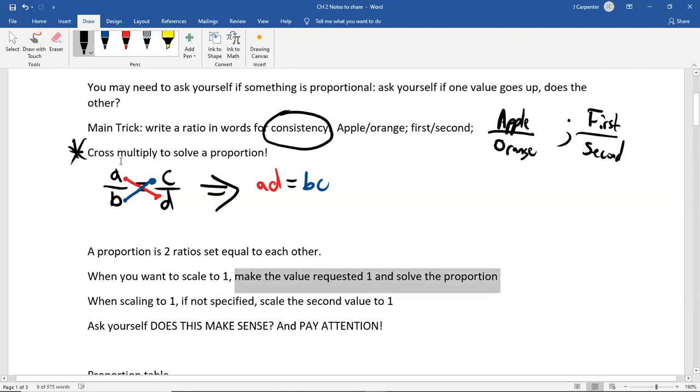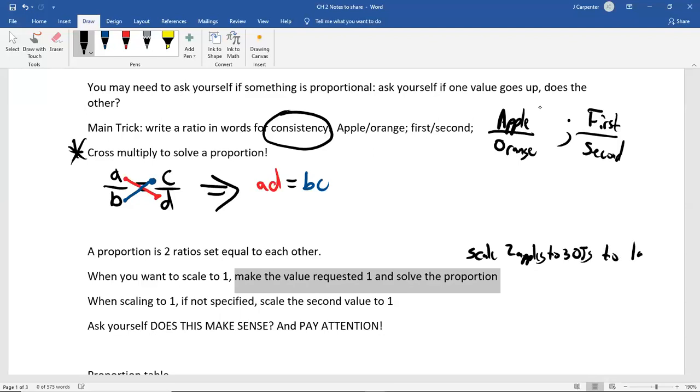proportion. So you might be told 2 apples to 3 oranges, and then they say, scale the apples to 1. So 2/3 would be one of your fractions, and on the other side, the apple on the top would be 1.